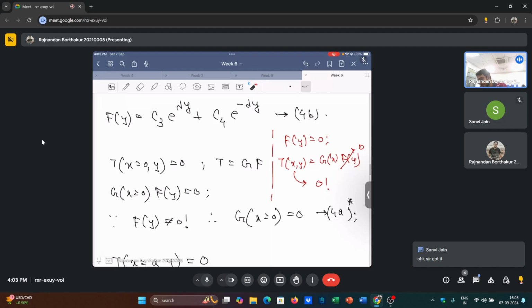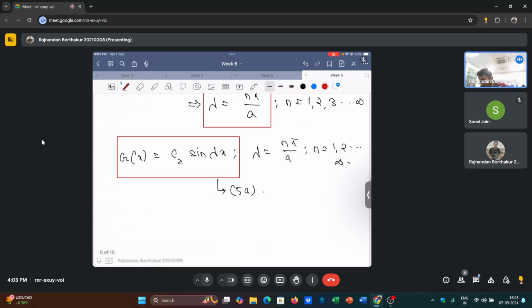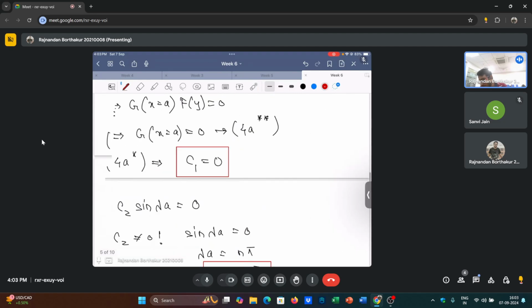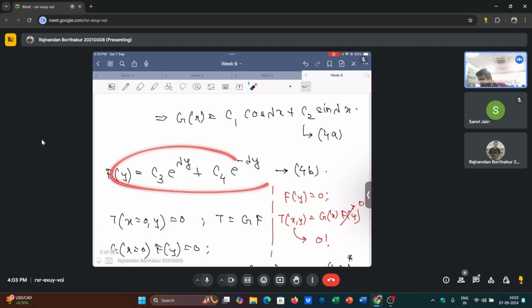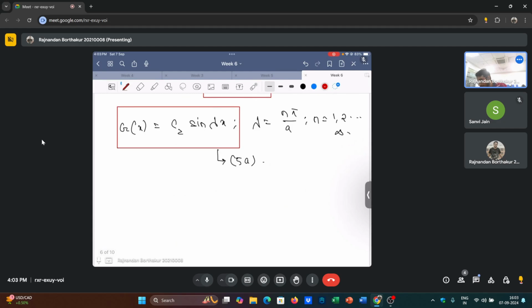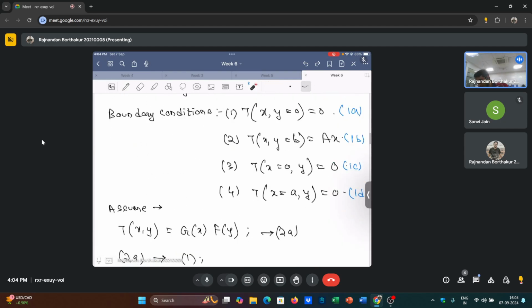All right, and that is typically the reason why f of y cannot be equal to 0. Now we will apply the boundary conditions here. So let's write the boundary condition. So the third boundary condition is that I have... let's see the boundary conditions. We have used these two boundary conditions. We are yet to use these two boundary conditions.